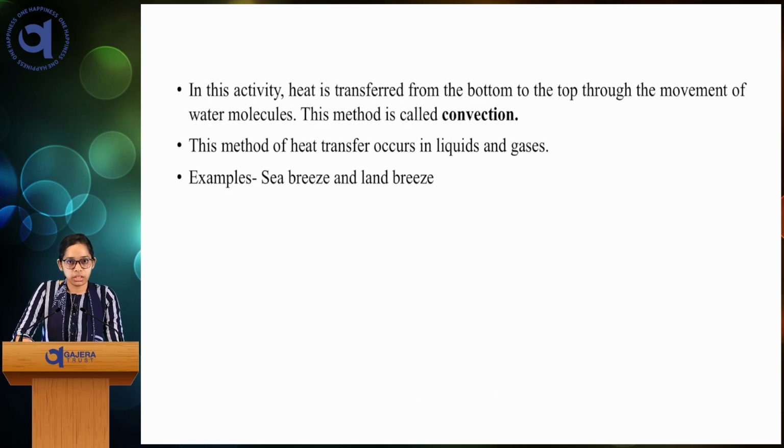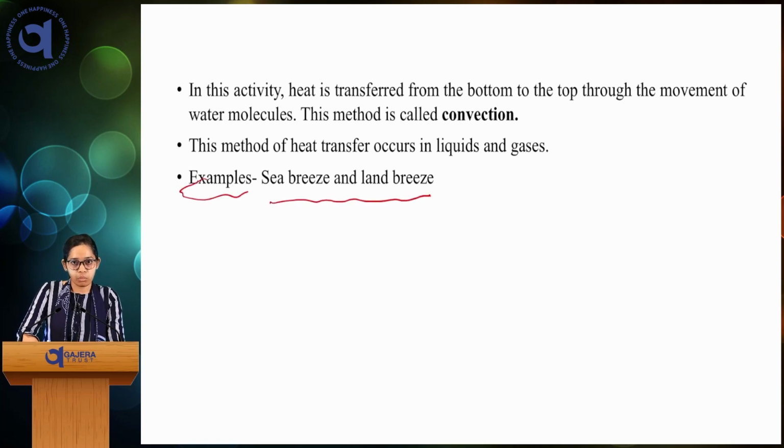In this activity, heat is transferred from the bottom to the top through the movement of water molecules, and this method is called convection. This method of heat transfer occurs in liquids and gases because in liquids and gases the molecules are less densely packed and they are free to move. Examples: sea breezes and land breezes that blow near the coastal areas are examples of convection currents.